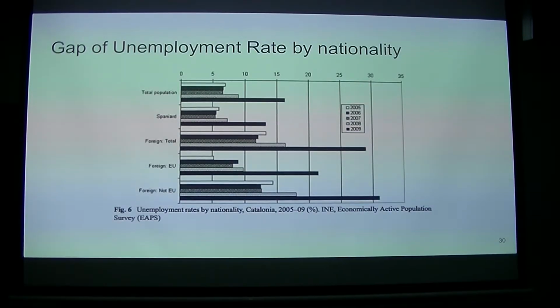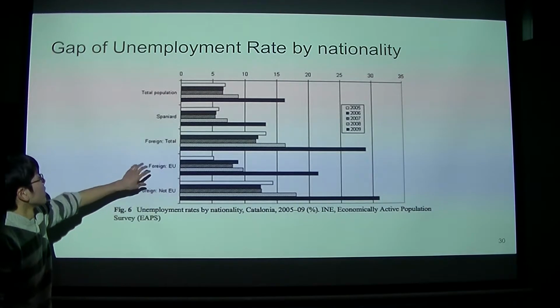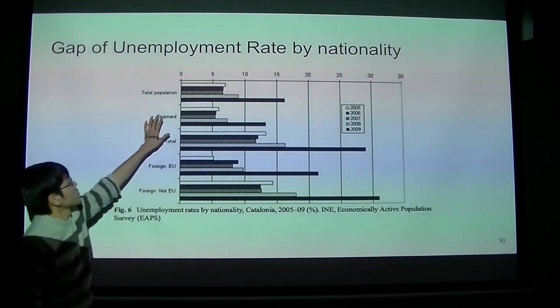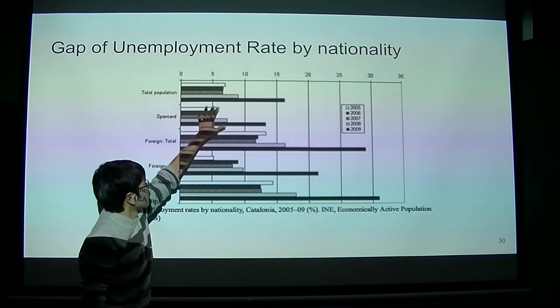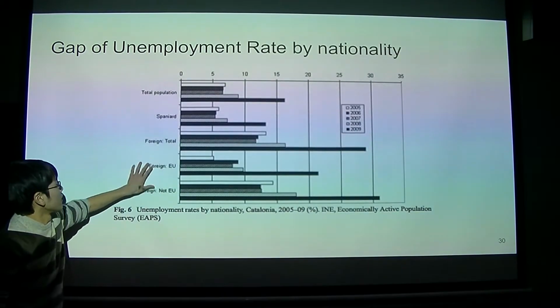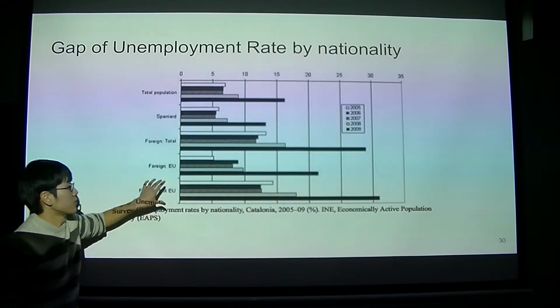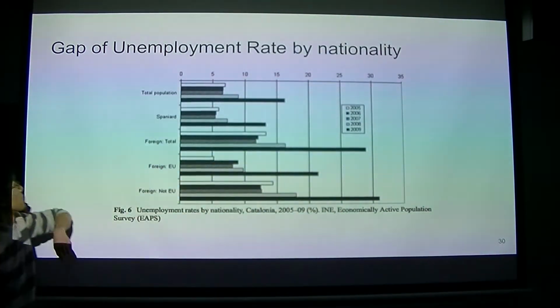This is a similar graph, but it can be seen that there's a difference. Foreign and EU country. For Spanish, the unemployment rate is relatively lower overall compared with foreign people in the EU. But for foreign people not in the EU, it is quite high.